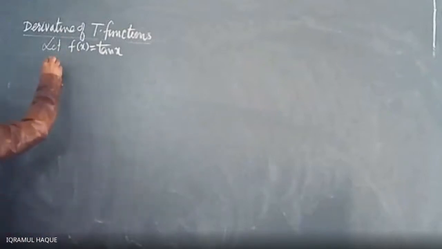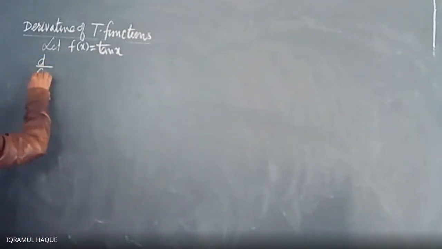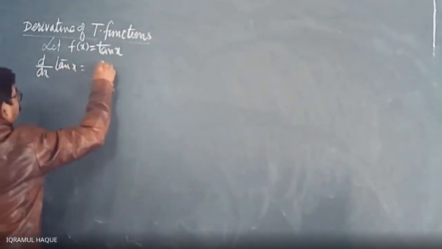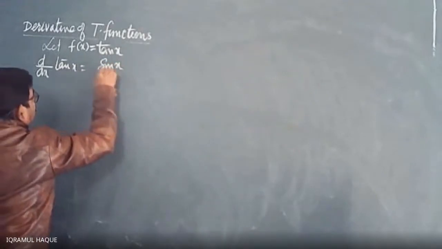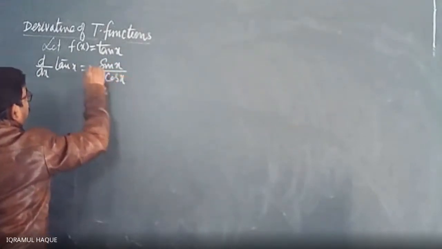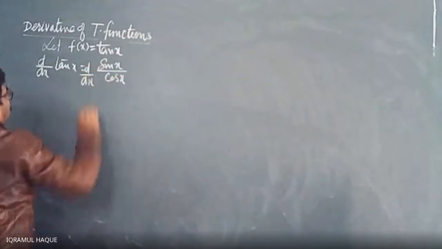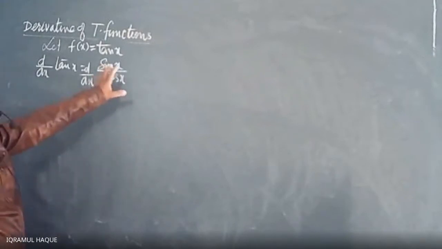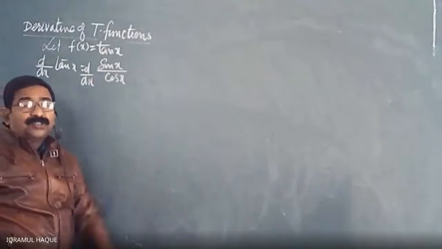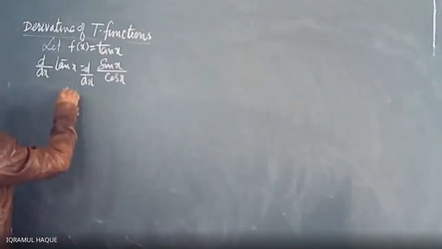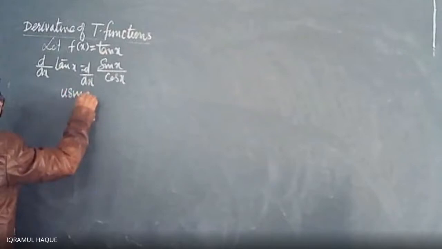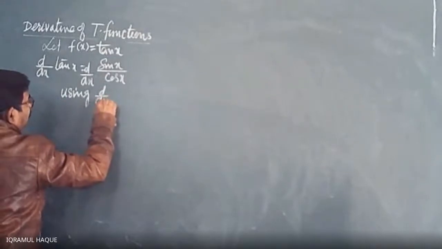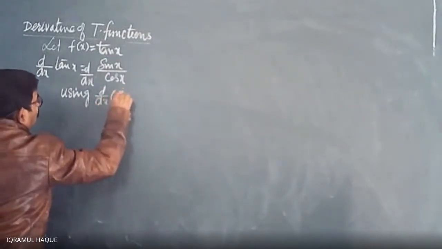So this can be written d/dx of tan x can be written sin x upon cos x. d/dx of sin x upon cos x. And here we can use another method, that is the quotient method. I am writing, I think you remember, d/dx of u upon v.